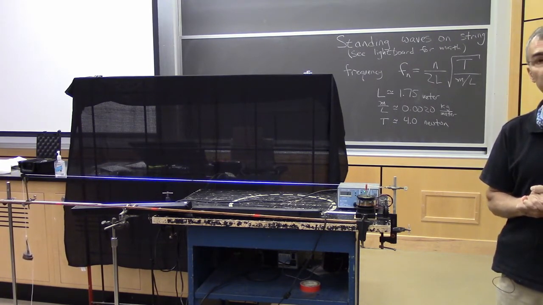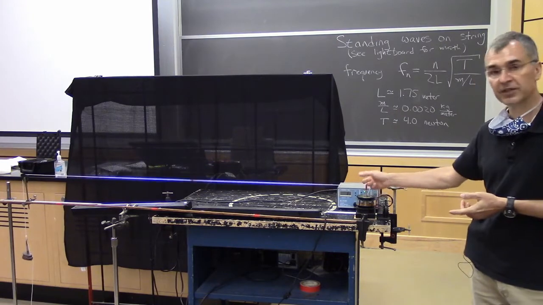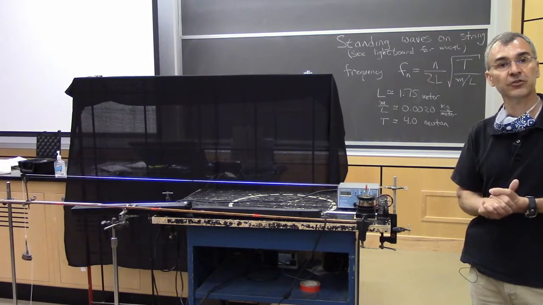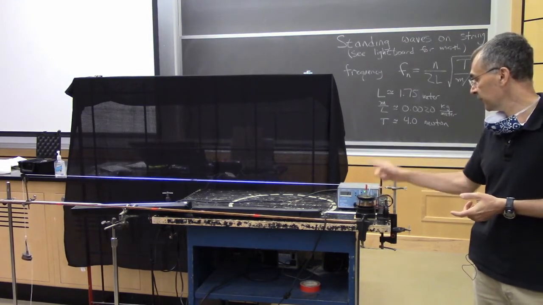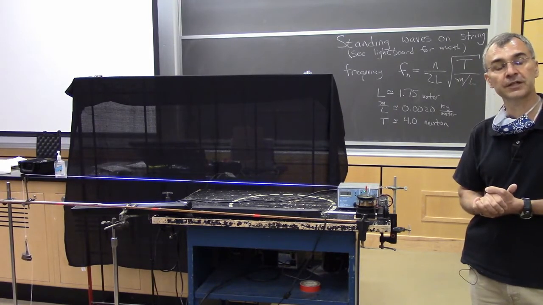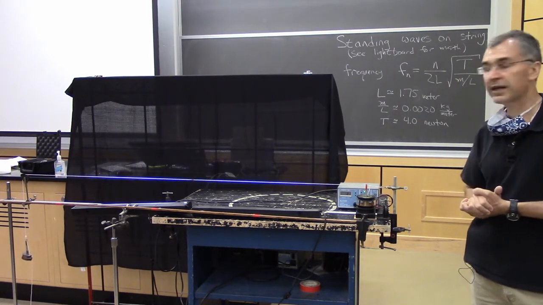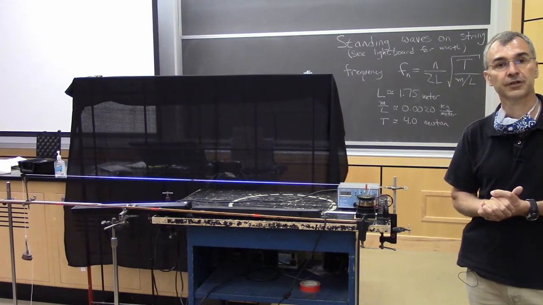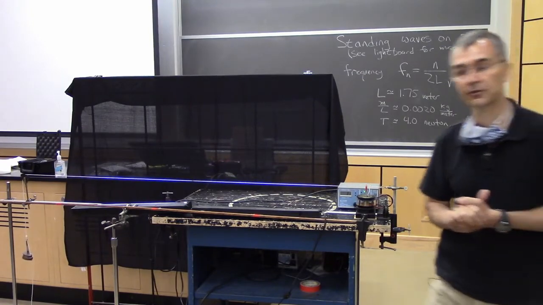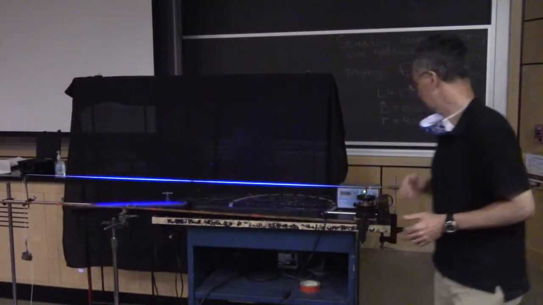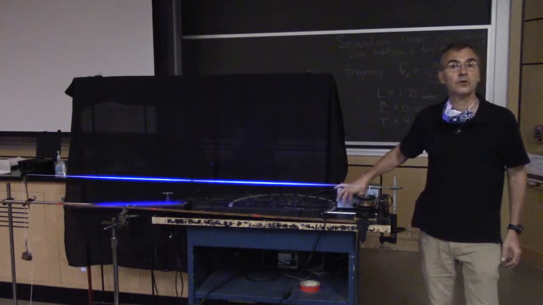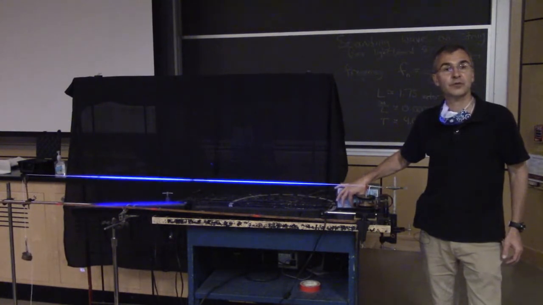Okay, so now let's see what we have to do. Right now this string is shaking up and down at about 2 hertz, 2 times per second. So I'm going to dim the light so you can see the string a little better. Then I'm going to tune the frequency until you see very clearly that one half wave fits on the string. And then we'll go up and we'll look for the other modes. So pardon me for a moment while I dim the lights. Okay, so I'm going to gradually increase the frequency.